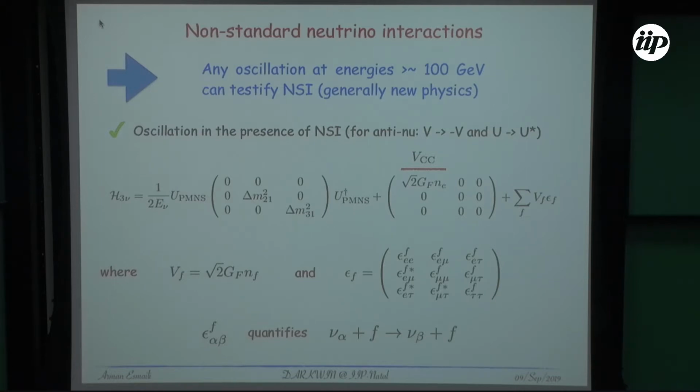I'm going to tell you about non-standard neutrino interactions now. Then at the end, I'm coming back to the sterile neutrino, because there are some claims that if you mix them together, you can skip this limit. So what is non-standard neutrino interaction?